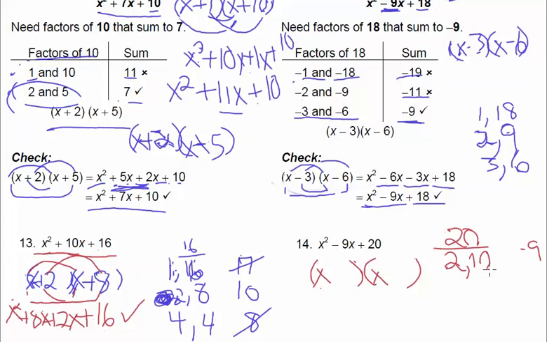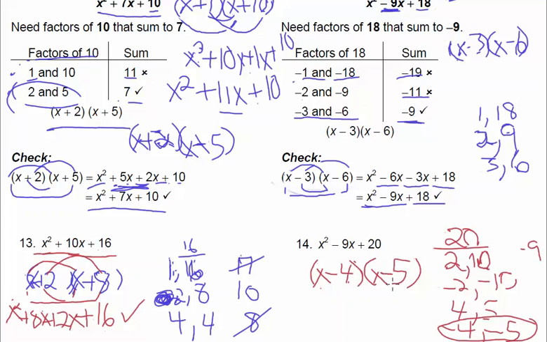Now I have to get negative 9. So I could do a positive 2 times a positive 10. Or I could do a negative 2 times a negative 10. Neither of those would give me negative 9 though. Okay, I could do 4 times 5. Or I could do negative 4 times negative 5. That's the one I want because that would give me my negative 9. Once you find the one you want, you just go back into your parentheses and you put what you got. Negative 4 and negative 5. And then your last step, of course, then is to check it, just like we did before.